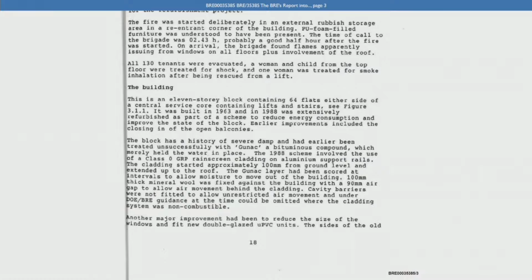Were you aware that Knowsley Heights had been clad in Class 0 GRP rain screen? Not at the time. Okay. If I asked you detailed questions about this report, I take it from your answers that you wouldn't be able to help me very much. No, I'm afraid I can't. The person that would potentially be able to is Martin Shipp, who may have a better... So far as you're concerned, we can take this document as read. Yes, I've got no comments that I can make on it.